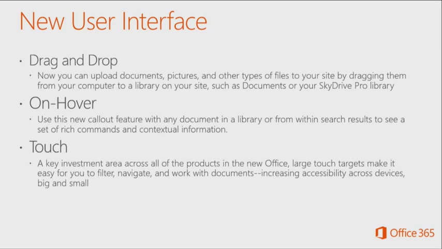On hover, this is a new call-out feature with any document in a library or form. Within search results, you see a set of rich commands and context information. So if you hover your mouse over something in SharePoint, it'll give you information like who owns the document, that kind of thing. Touch. SharePoint touch has been added to SharePoint for touchscreen computers, laptops, tablets.